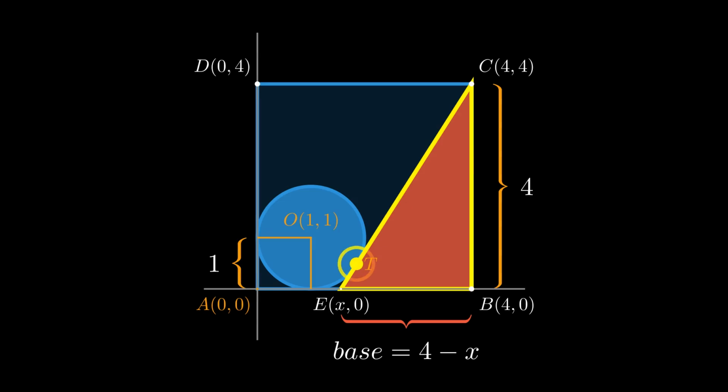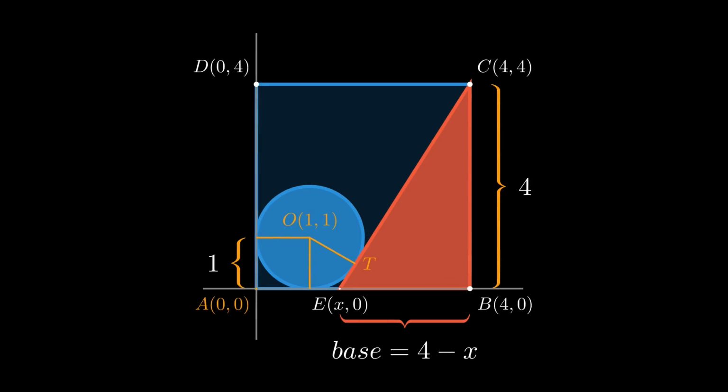The key relationship is that the circle is tangent to the hypotenuse of the triangle. This implies that the perpendicular distance from the circle's center O to the hypotenuse, at point T, is equal to the radius, 1. First, we need the equation of the hypotenuse line, which passes through C (4, 4) and E (x, 0).